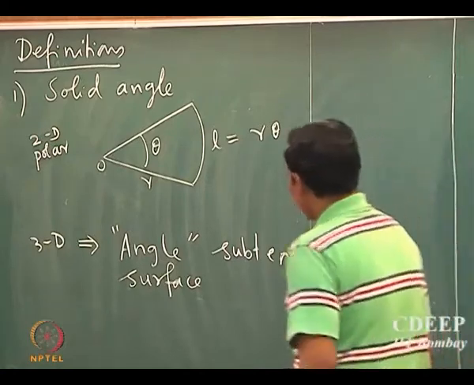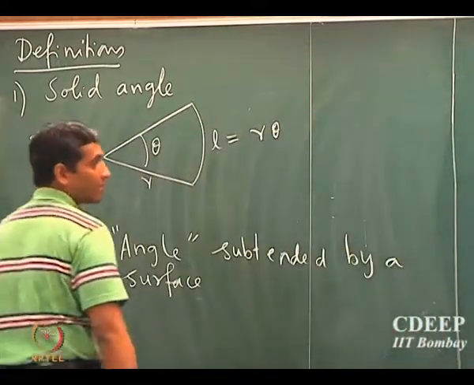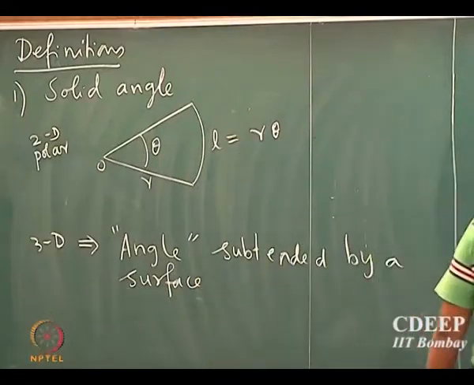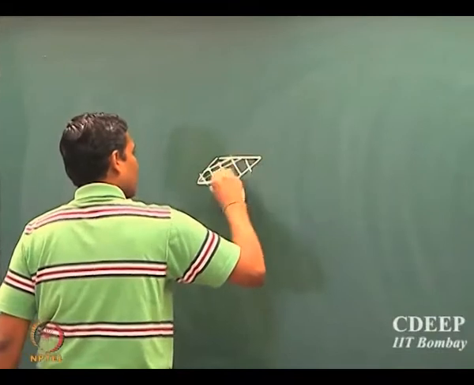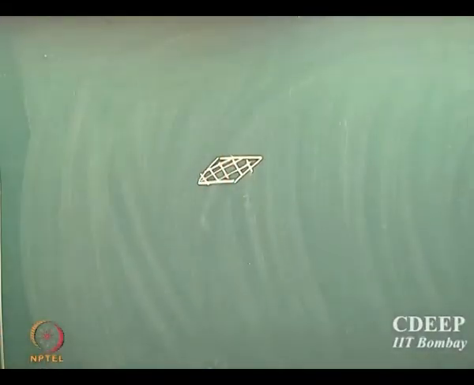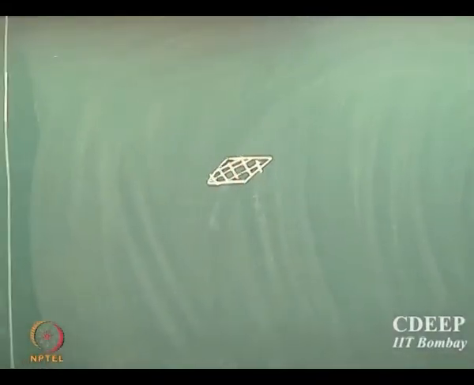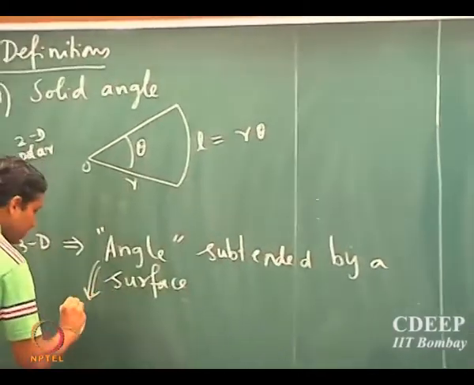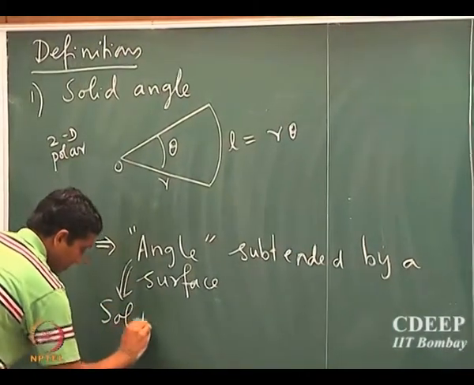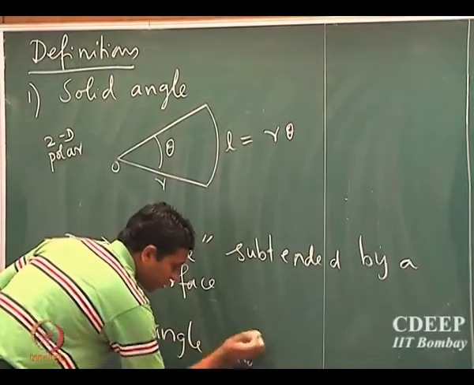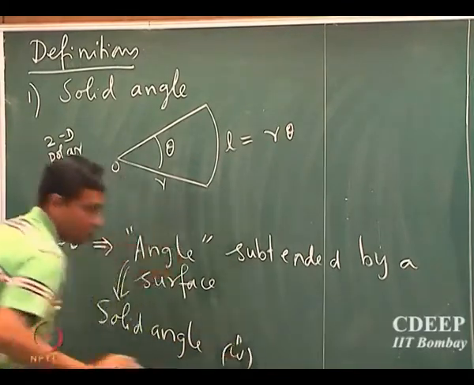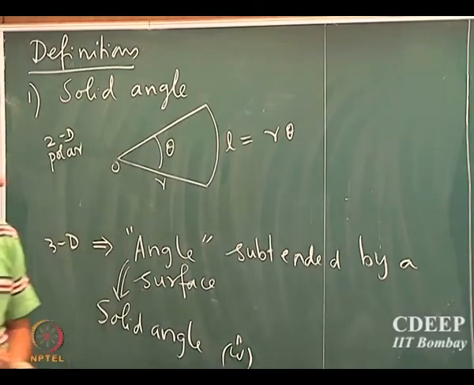Okay. So supposing here is a point object. By the way, this angle is what is called the solid angle, and the symbol that is given is omega. Omega is the symbol that is given for solid angle.